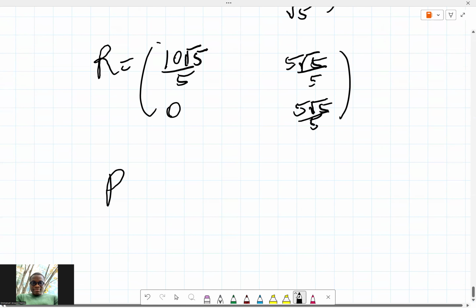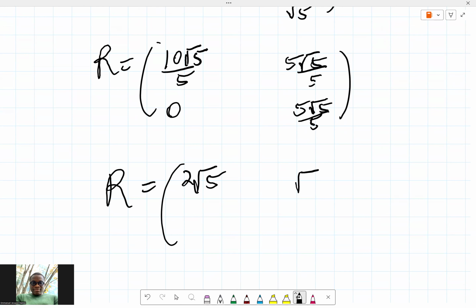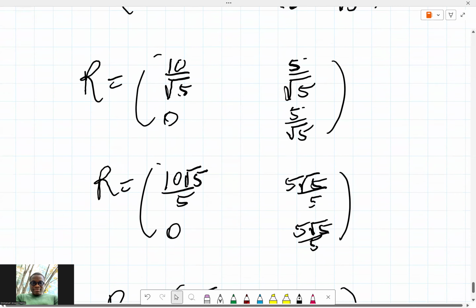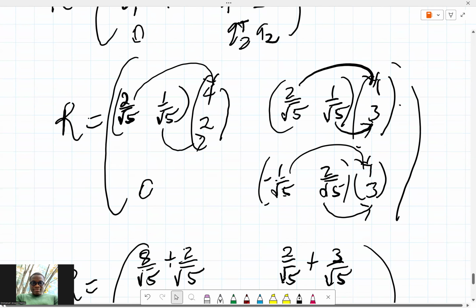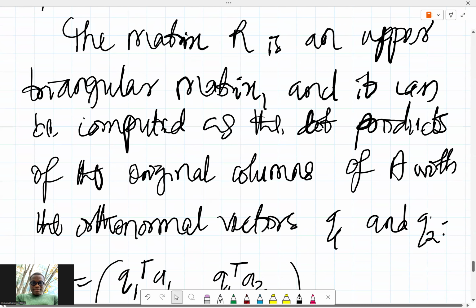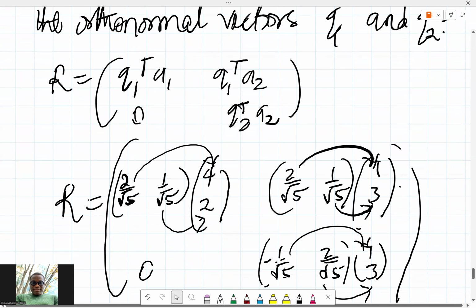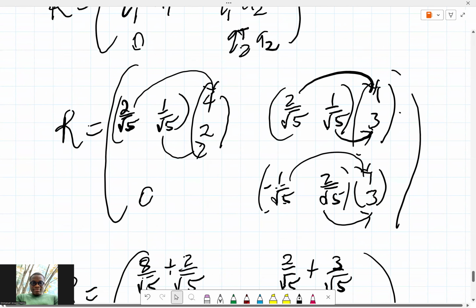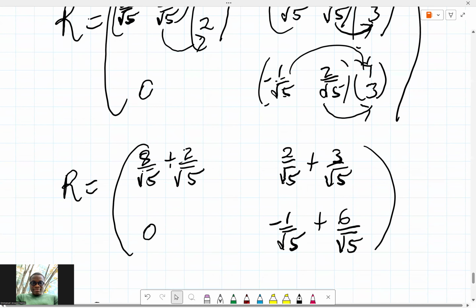So our R is 2 root 5, root 5, 0, root 5. That is simply what our R looks like. Now, what's happening here? Why is that 0? What is Q2 transpose? Q2 transpose is minus 1 over root 5, 2 over root 5. Then A1 is 4, 2. So this is minus 4 over root 5 plus 4 over root 5, which is 0. Yeah, we are good. That's fine.